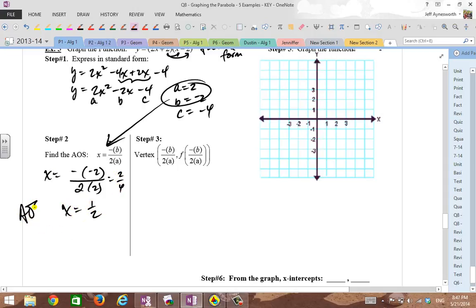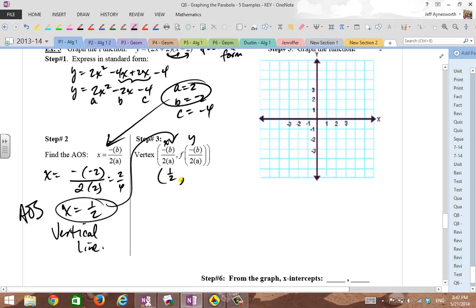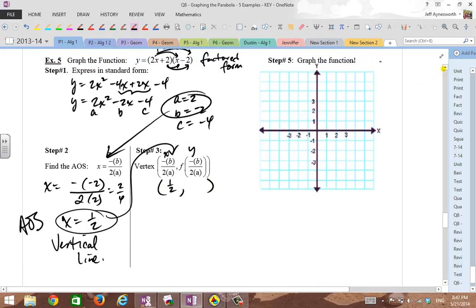This is called the axis of symmetry, and it's also a vertical line, and it's also part of the vertex. It's the x coordinate. So we know that the vertex is 1/2 comma something. So the question is, what's the y coordinate? So let's figure it out.